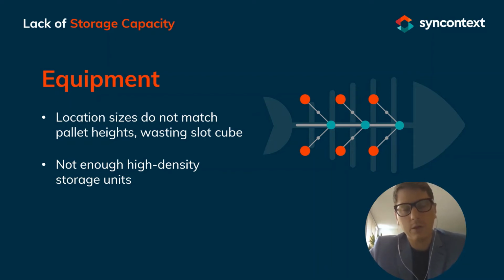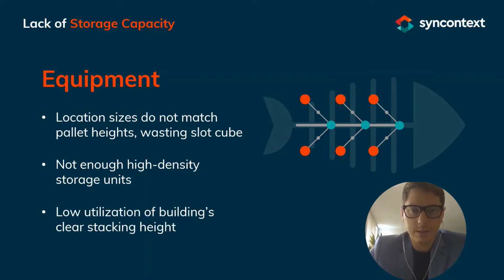Number three, low utilization of a building's clear stacking height. This one really has to do with the height of your beams and how well your operation is utilizing your vertical space. Of course, there are equipment implications, but proper utilization of vertical space is one of the easiest ways to increase pallet position capacity. Ensure your beams and racking are set up to take advantage of every inch of available clear stacking height.